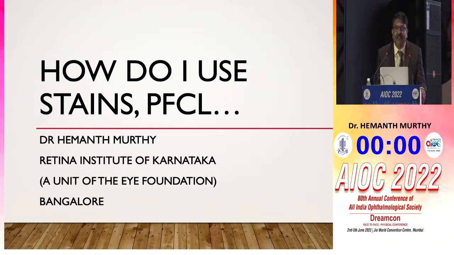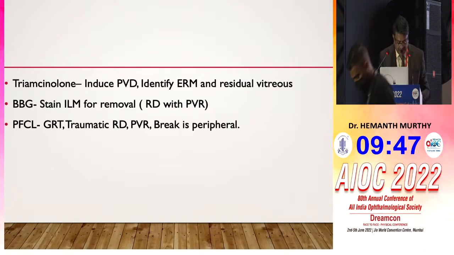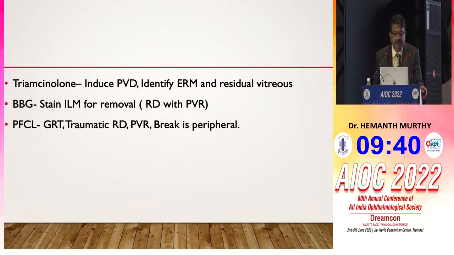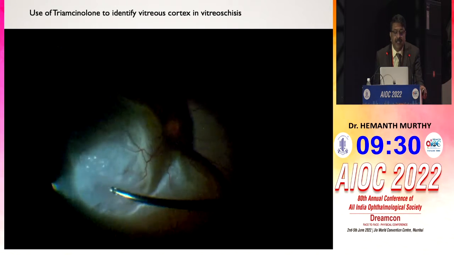So I would be speaking to you on certain adjuncts that we use during retinal detachment surgery. Some of the things that you commonly use is triamcinolone to identify the vitreous, to induce the PVD, the ERM, and sometimes the residual vitreous as you proceed with vitrectomy. The brilliant blue that you stain to remove the ILM, and the use of PFCL, especially in GRT, traumatic RDs, PVRs.